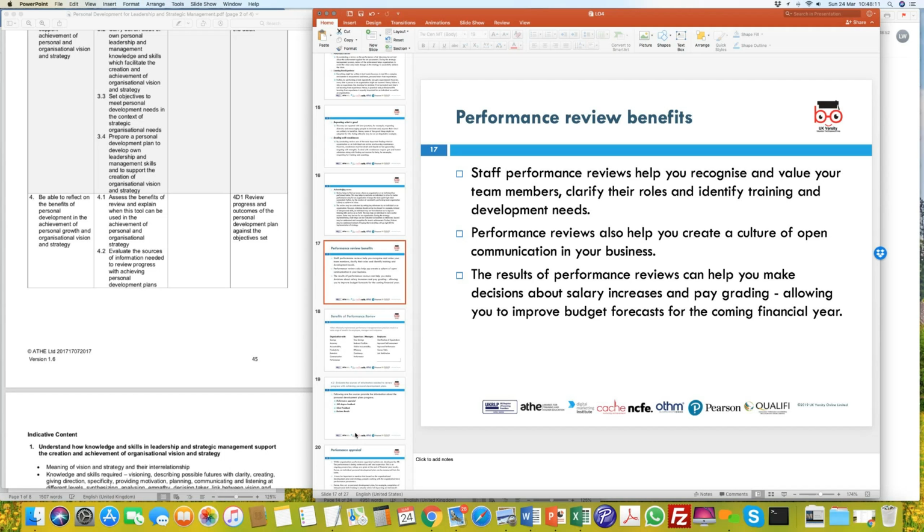And also, the result of performance reviews is that, let's put it this way: if you don't have a review at the end of the year, how would you know that you're in line for a promotion, a rise in salary, or some sort of incentives, because you've achieved your objectives 100%?